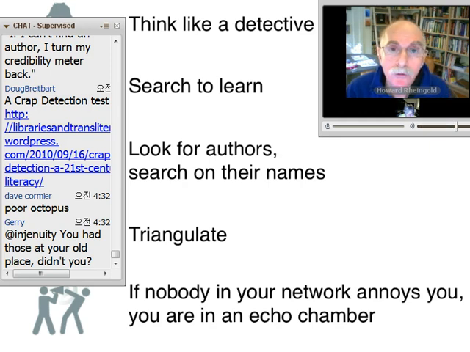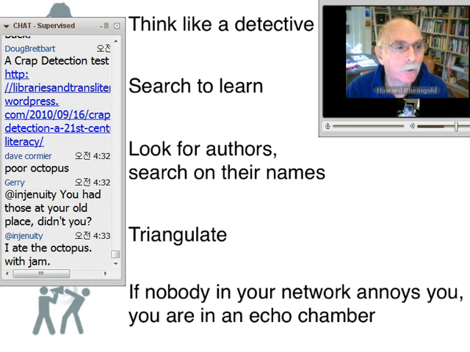Triangulate. Journalists look for three sources that they believe, whether that's an official source or a personal source they trust, before they pass information along. I found this to be particularly useful with breaking news on Twitter, and I get into some detail about that in the book.